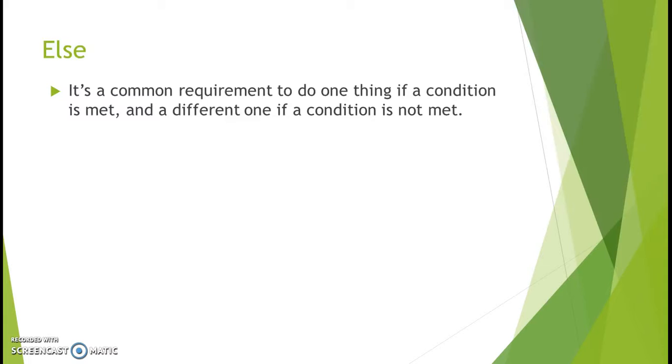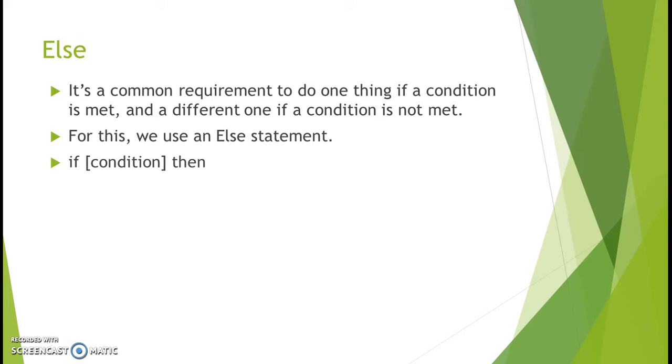Because it's such a common problem to have a program want to do one thing if one condition is met, and a different one if that condition is not met, well, there's actually a system in place to help us do that. We have an else statement that allows us to branch our situation. So if a condition is met, then we execute some code. If that condition is not met, then there's some other code that we'll execute. And then we can end our situation. So now we have two possible choices. And if you notice, they're mutually exclusive.